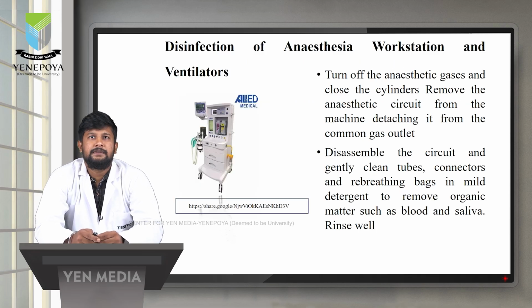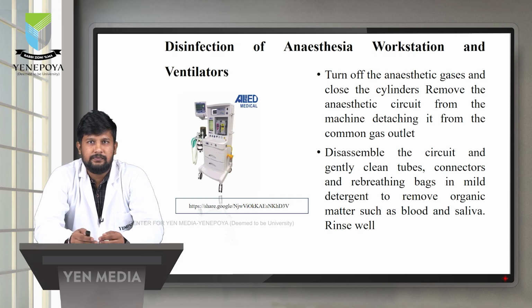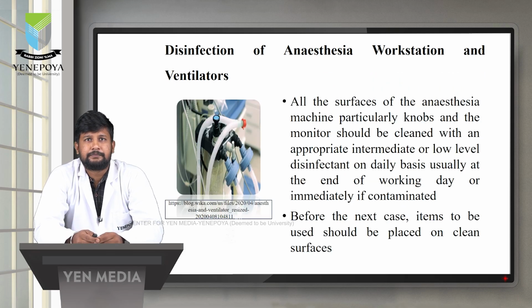Next coming to the disinfection of anesthesia workstation and ventilators. So, turn off the anesthetic gases, close the cylinders, remove the anesthetic circuit from the machine, detaching it from the common gas outlet. Disassemble the circuit and gently clean tubes, connectors, and rebreathing bags in mild detergent to remove organic matter such as blood and saliva, and then rinse them well.